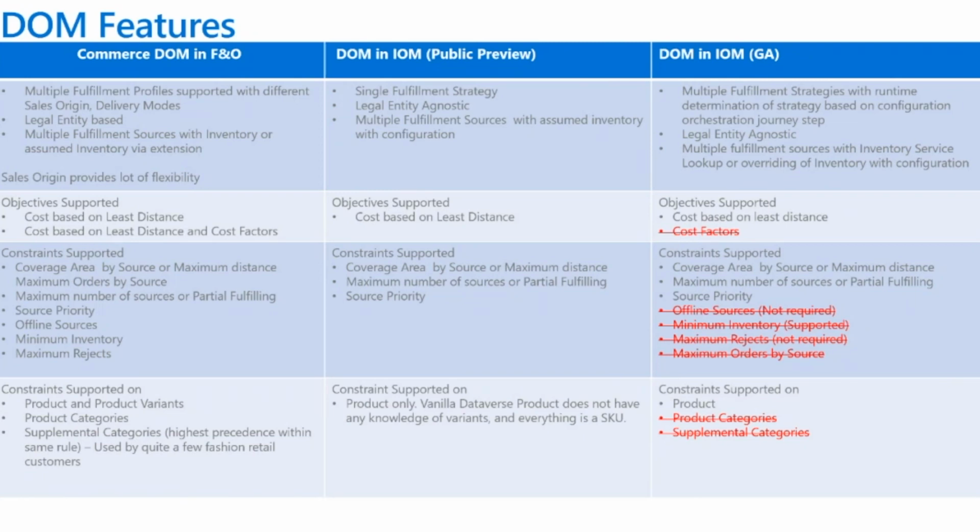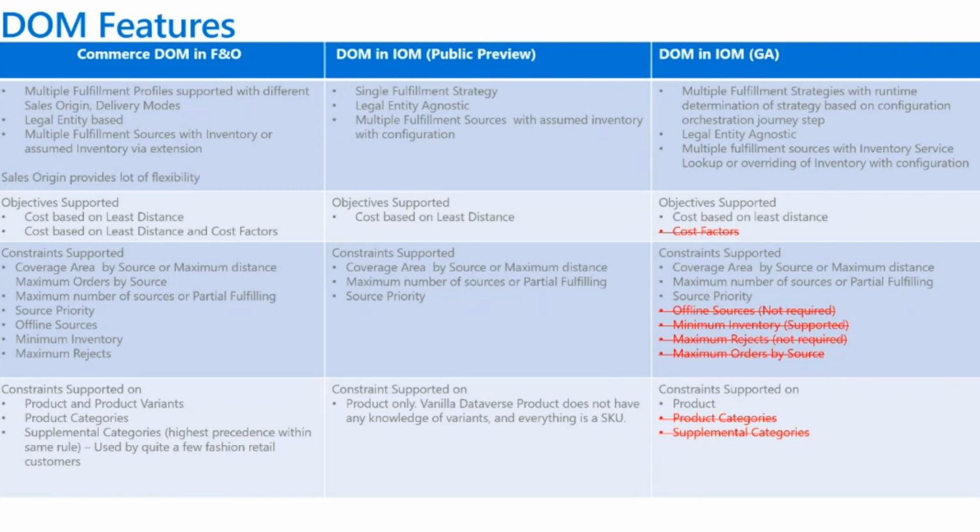And this would also be based on runtime determination. As part of your order orchestration journey, you can define a policy that tells you, this is the strategy for you to pick up. That gives you a lot of flexibility based on the type of order and the attributes of an order line to tell DOM what strategy it needs to pick up. So this makes it very flexible as well.